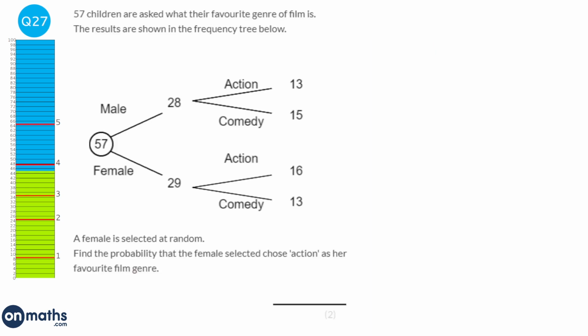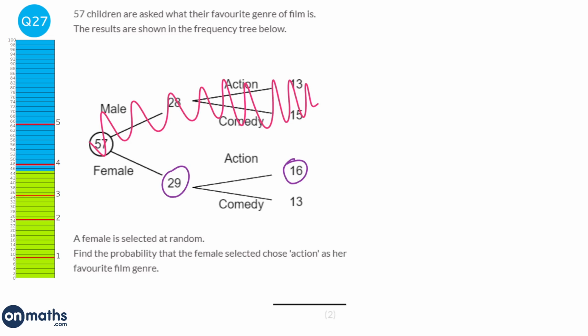The important thing to realise in this question is that we know a female has been selected, so we can get rid of all of this part of the frequency tree because it's not relevant. There's 29 females altogether, and we're looking for the probability that the female chosen at random picked action. So it's simply 16 over 29.